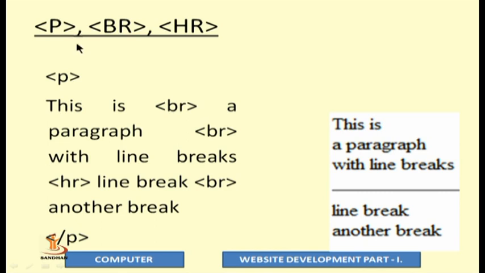For paragraph. Similarly, BR is a tag which is called break line. So when you write something like "this is a paragraph with line breaks, line break, another break," now if I don't use any tag in between, it will be shown as a continuous line. That is, this is a paragraph with line breaks, another break.